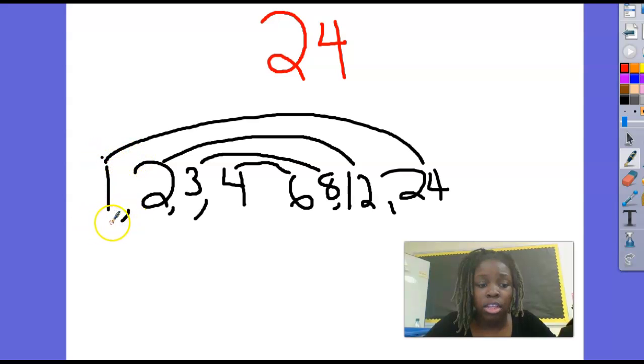I have 1, 2, 3, 4, 6, 8, 12, and 24. So there are 8 factors, and there are 4 factor pairs. Pairs are sets in a group of 2. So this is how I find all of my factors of 24. And you see how they're in order from least to greatest? 1, 2, 3, 4, 6, 8, 12, 24. This is sometimes how you're going to see the numbers, from least to greatest.